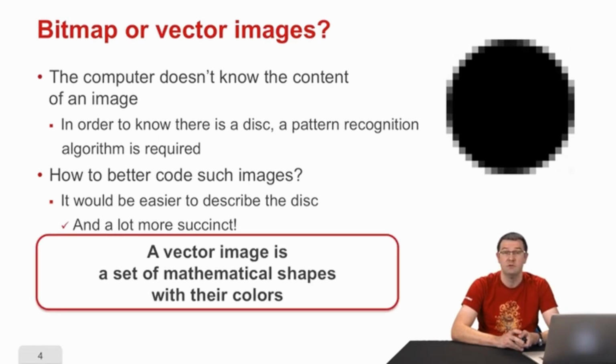This is what we call a vector image. Rather than describing each pixel of an image, we will describe how to build the image with mathematical forms. Mathematical forms can be disks, rectangles, polygons, more complicated mathematical curves.